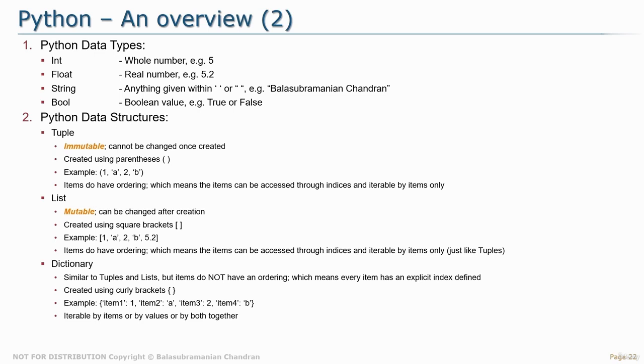Items do have ordering, which means the items can be accessed through indices and iterable by items only, just like tuples. Dictionaries are similar to tuples and lists, but items do not have an ordering, which means every item has an explicit index defined. They are created using curly brackets. Example: item 1: 1, item 2: a, item 3: 2, item 4: b. Here, item 1, item 2, item 3, and item 4 are indices. The actual dictionary values are 1, a, 2, and b. Dictionaries are iterable by items or by values or by both together.